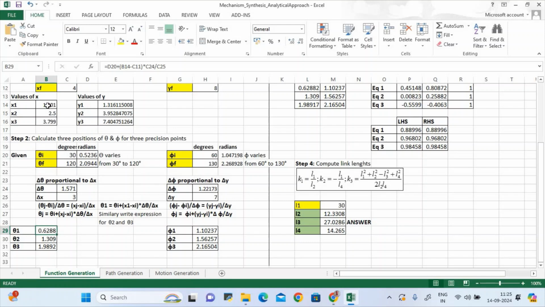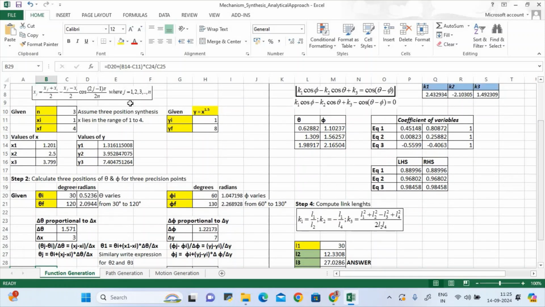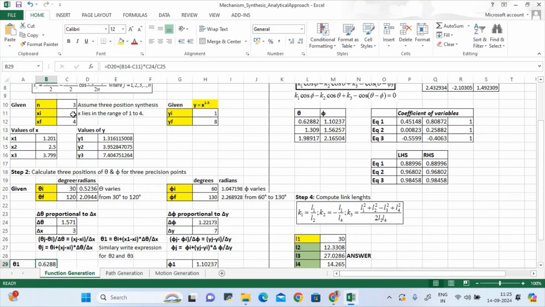So xj is basically x1, that means this value 1.201. You can see here, this is cell B14, 1.201, minus C11. What is C11? C11 is the initial value of x, which we already have, equal to 1. So you take 1.201 minus 1, multiplied by C24 divided by C25.